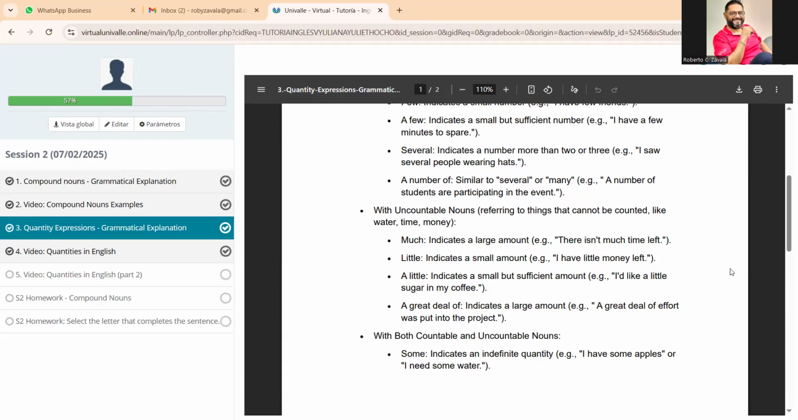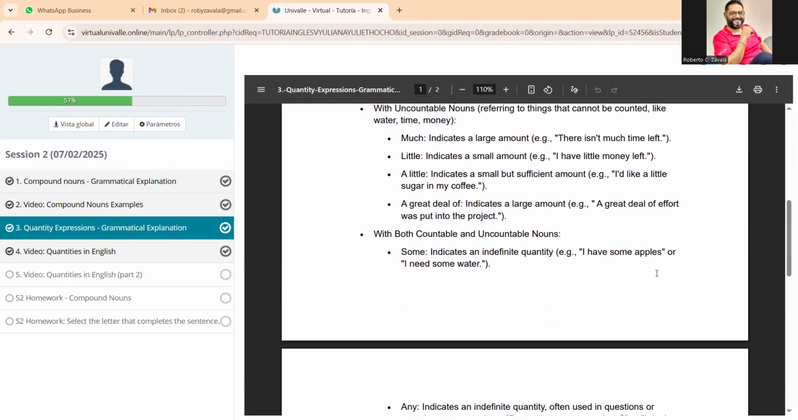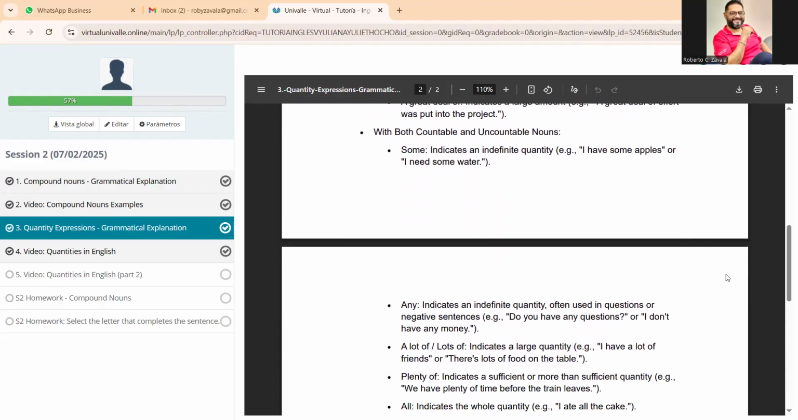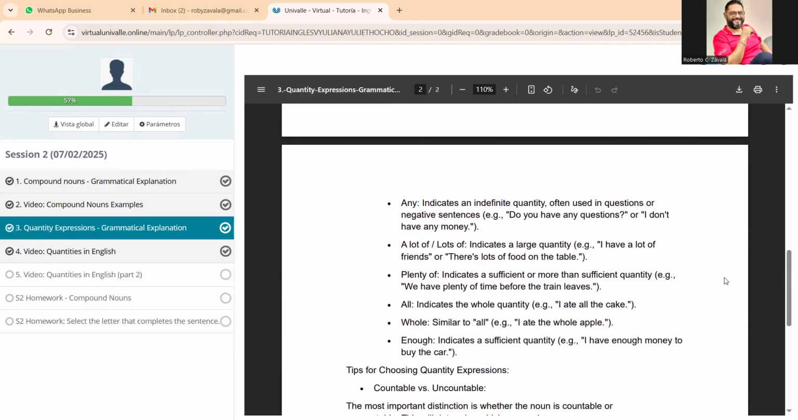With both countable and uncountable nouns: some indicates an indefinite quantity. Example: I have some apples, or I need some water. Any indicates an indefinite quantity, often used in questions or negative sentences. Example: do you have any questions? Or I don't have any money. A lot, a lot of, lots of indicate a large quantity. Example: I have a lot of friends, or there's lots of food on the table.